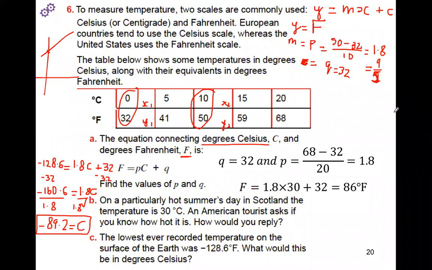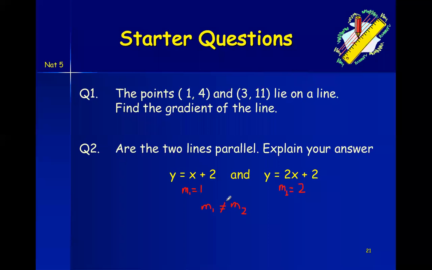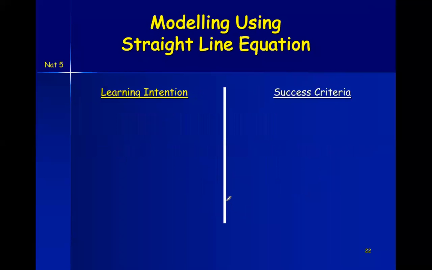Okay, so that's how you would answer this question. C equals negative 89. If you give it with two significant figures, you can just stop at negative 89 degrees C. So that was the question for this.